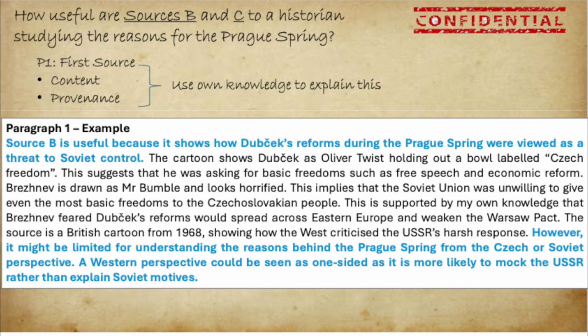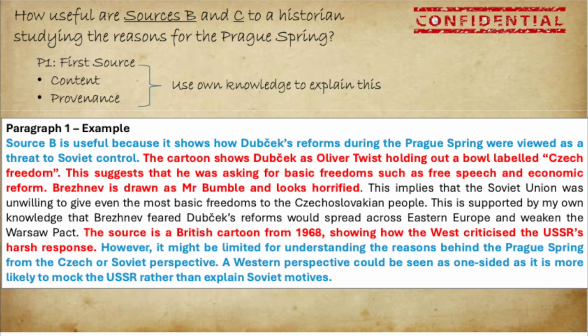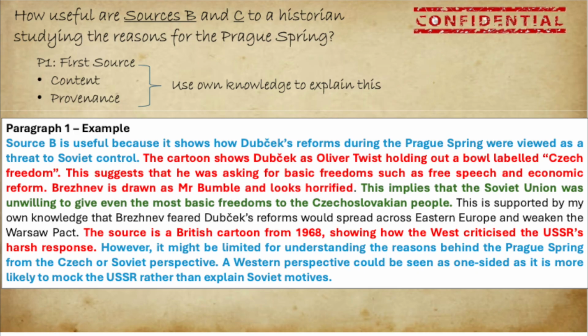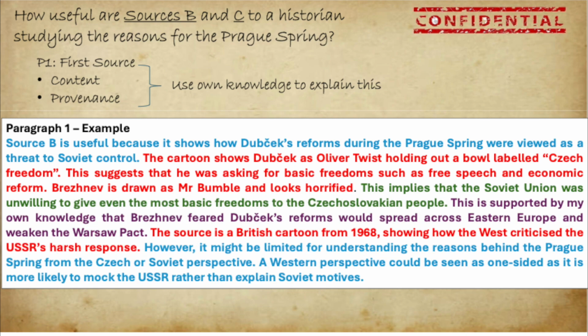Now, if we look closely at that paragraph, we will see what the examiner expects for a level 4 answer. So I've highlighted in blue where the student has evaluated the source. They've said how useful it is and also towards the end discussed its limitations. In red, we see the analysis. We see where the student has given a commentary of what they can see in the source, both in the content but also later on in the provenance, the fact that it's a British cartoon from 1968. In green, we see some explanation on what the student thinks the message of the source might be. And in purple, we've got some contextual knowledge to support this.